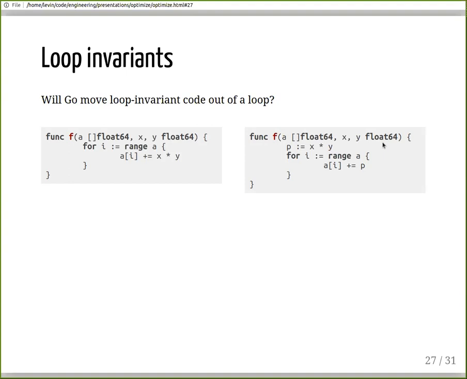And this x times y, that part of the calculation, is never going to change inside the loop. So we might as well do that first, assign the result to a variable, and then use that variable in the loop.